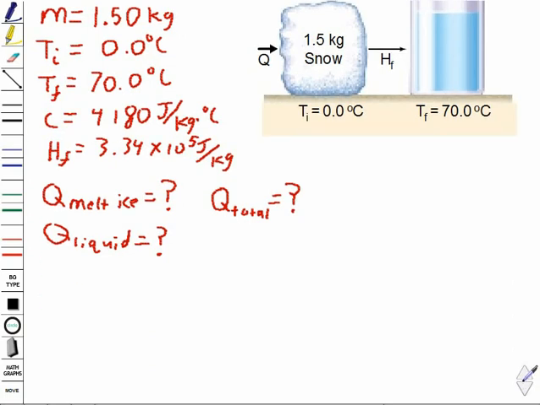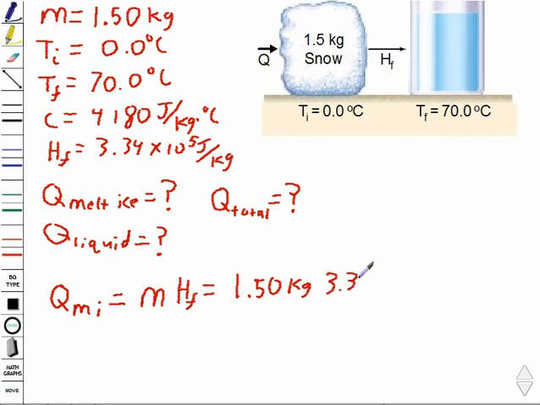So let's start with the first thing, melting the ice. So I'm going to call that QMI for melt ice. And if you look back, we see that to melt ice, you take your mass of what you've got times your heat of fusion. So that is 1.50 kilograms times my heat of fusion, 3.34 times 10 to the 5th power, and that's joules per kilogram.